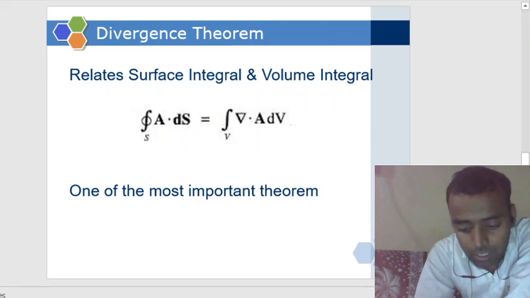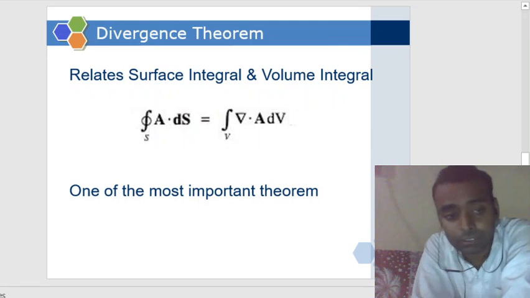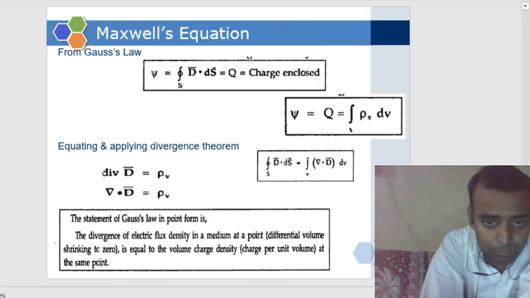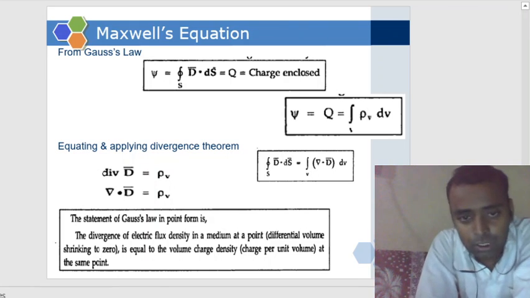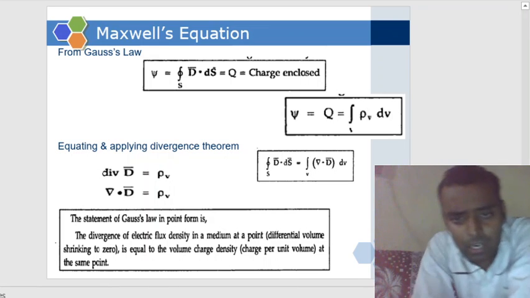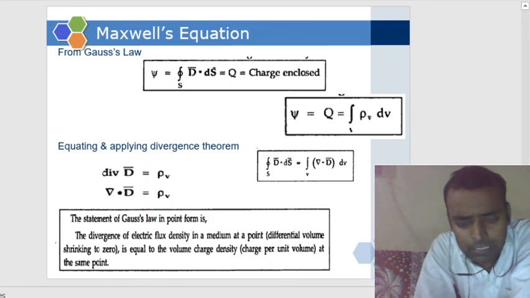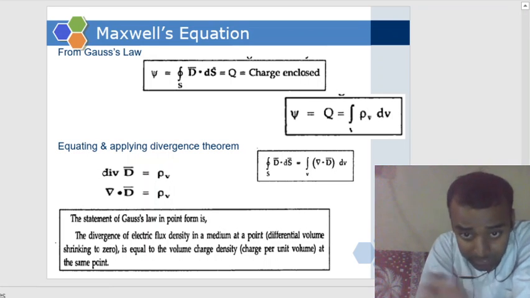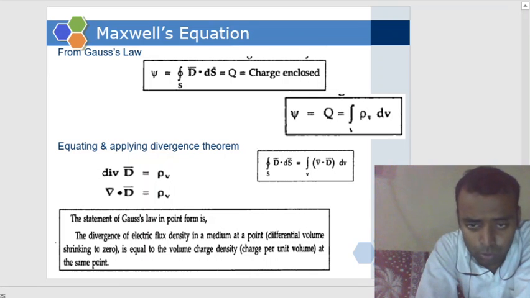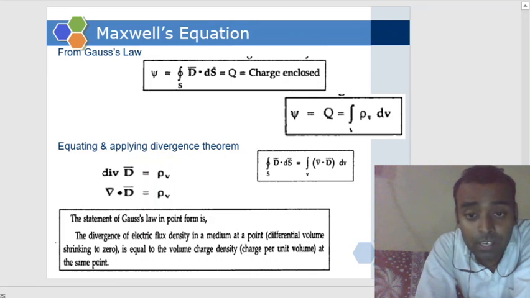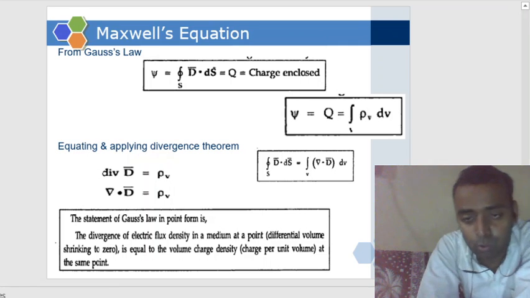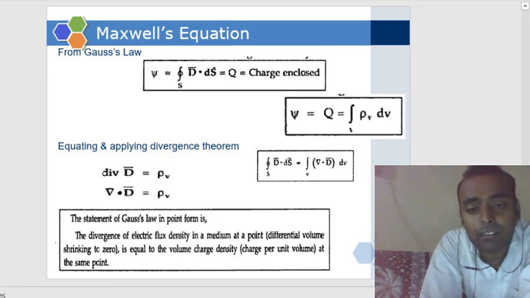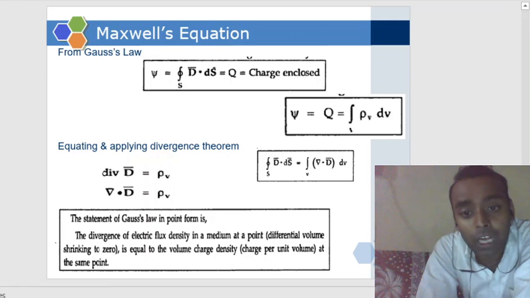Okay, so now it's the time of our first Maxwell equation. From Gauss's law, we know that the surface integral of D dot dS is equal to Q. Can you define this? The surface integral of electric flux density is equal to the total charge enclosed. That means the surface integral of D dot dS equals Q means the surface integral of electric flux density is equal to the total charge.